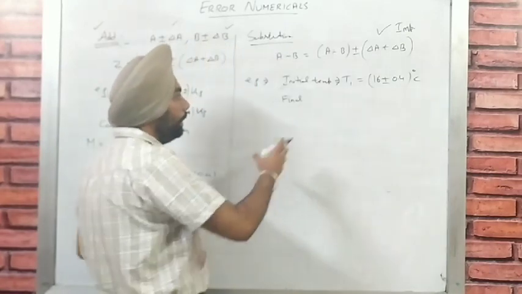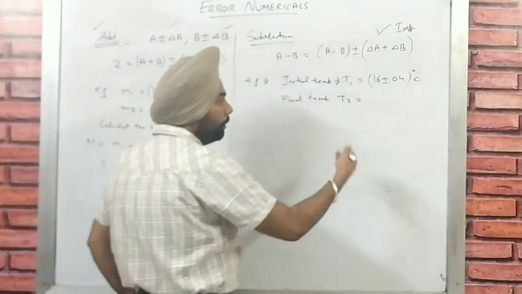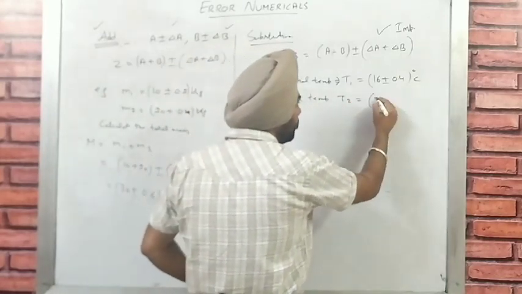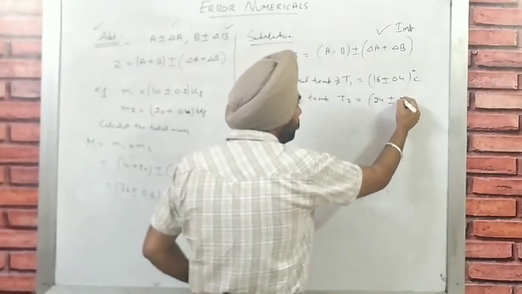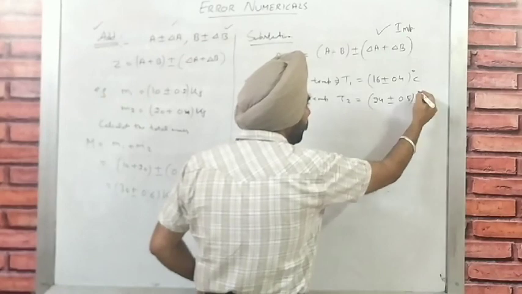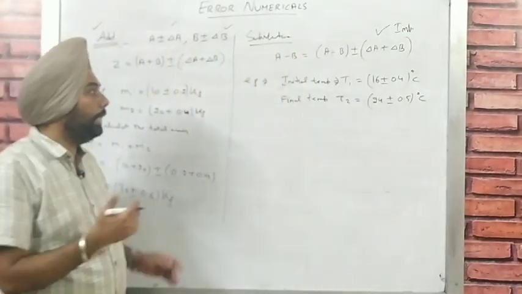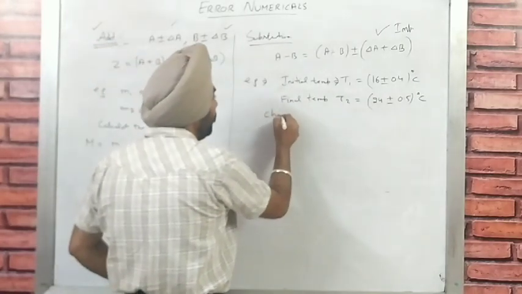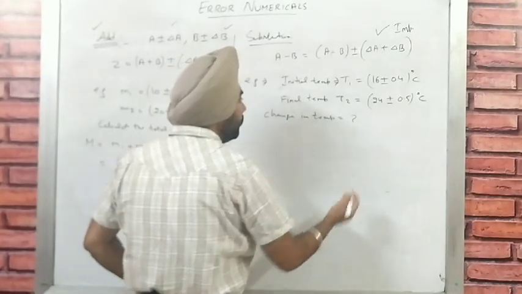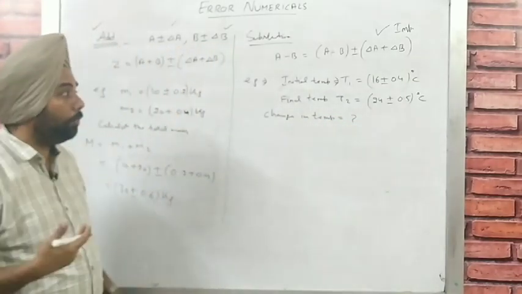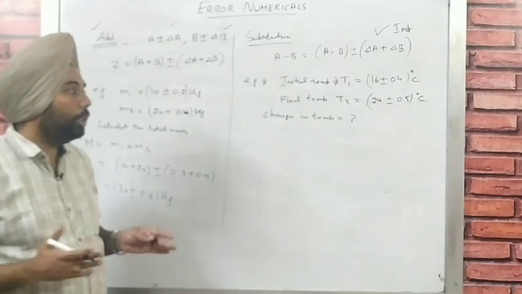And let's say the final temperature of the same geyser is going to be T2. So let's say any value, 24 plus minus, let's take a value, 0.5 degrees Celsius. Now how can we calculate the change in temperature? For that numerical, you have to find the change in temperature in terms of errors, which means we have to find T2 minus T1, the final temperature minus the initial temperature.